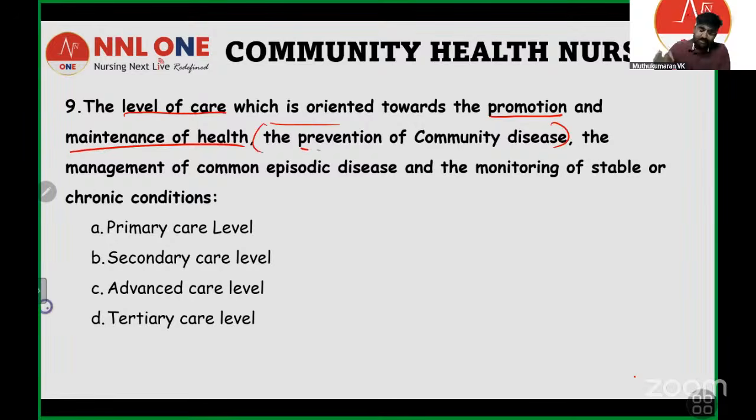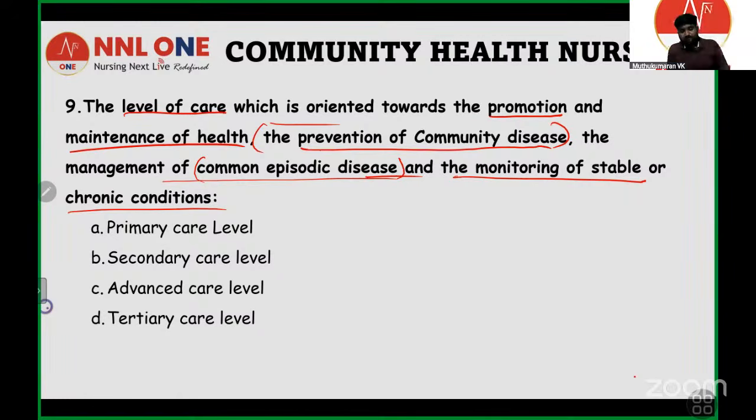Yes. Now tell me here, which is oriented towards the promotion and maintenance of health, where there is a keyword: prevention of community disease and management of common episodic disease and monitoring of stable or chronic condition. I'm just going to monitor here. What is the keyword here? This is the controversial thing: monitoring of stable or chronic condition. Here this is very important. Promotion and maintenance of health: health promotion I am going to do, and maintenance of health I am going to do. When the word health promotion comes, it is primary prevention. This is the keyword. So the answer is primary care level.